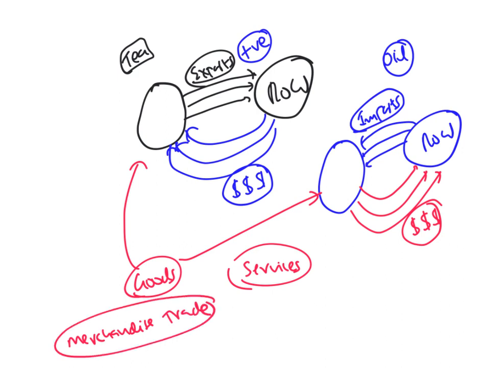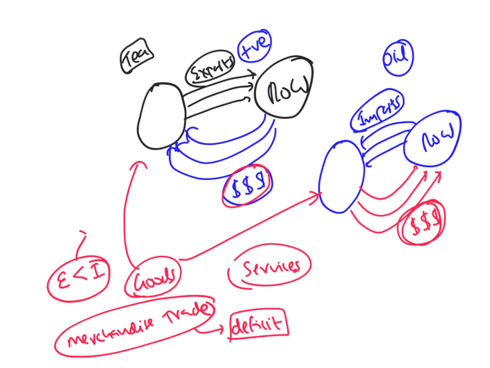When exports of goods are less than imports, what happens? Tell me. Exports means money coming in, imports means money going out. So money going out is more than money coming in. It leads to a deficit. What deficit? Merchandise trade deficit. Remember, this merchandise trade is part of your current account. Keep it in mind.